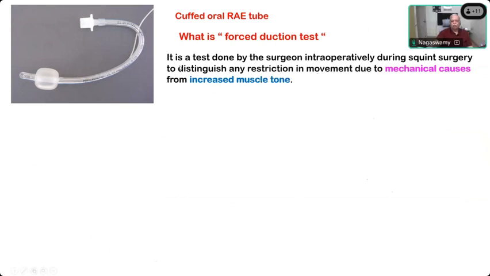Please remember, please read this. It is a test done by the surgeon operatively during squint surgery to distinguish any restriction in movement due to mechanical causes or increased muscle tone. Okay? So that's the main test.